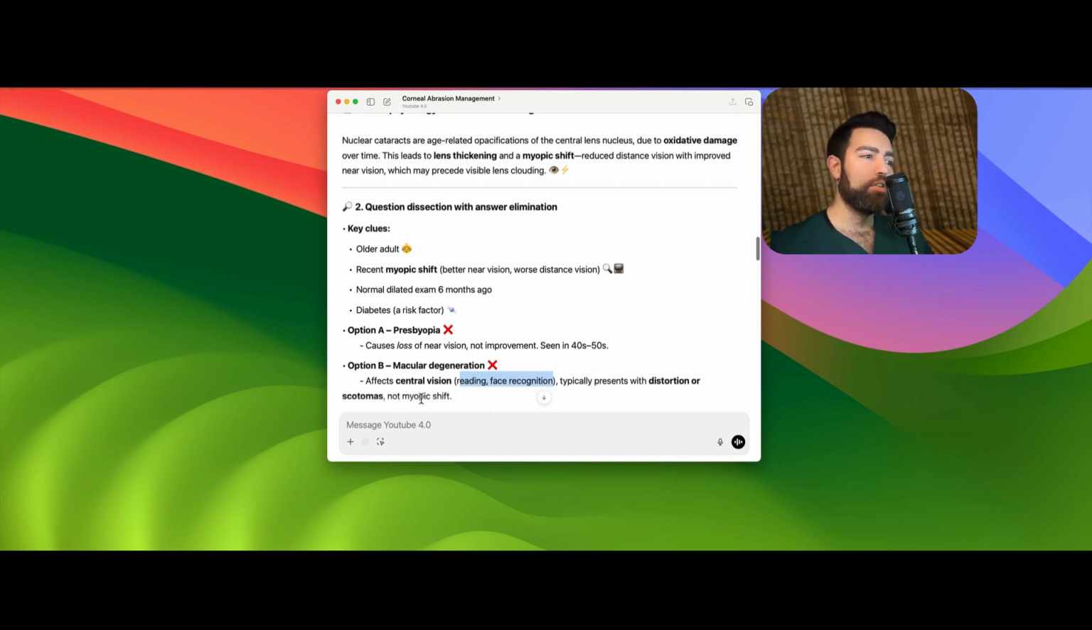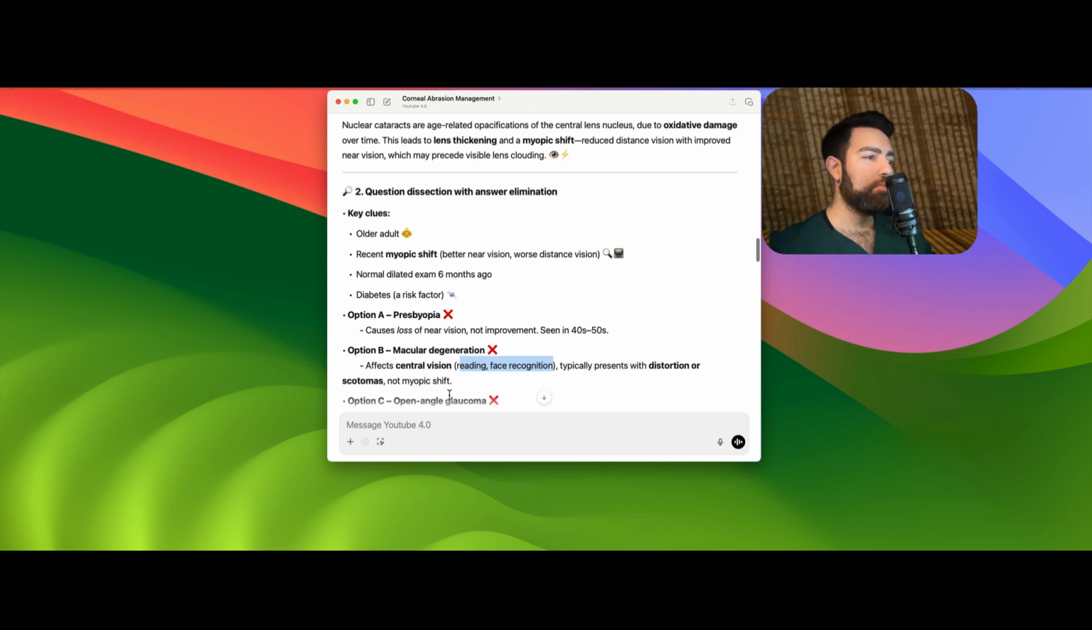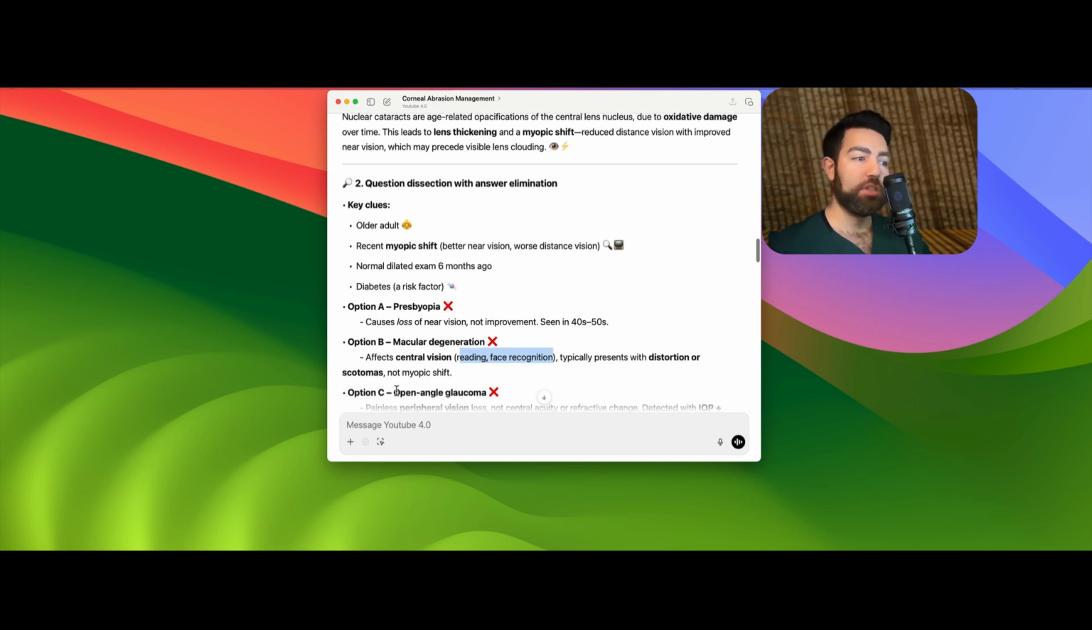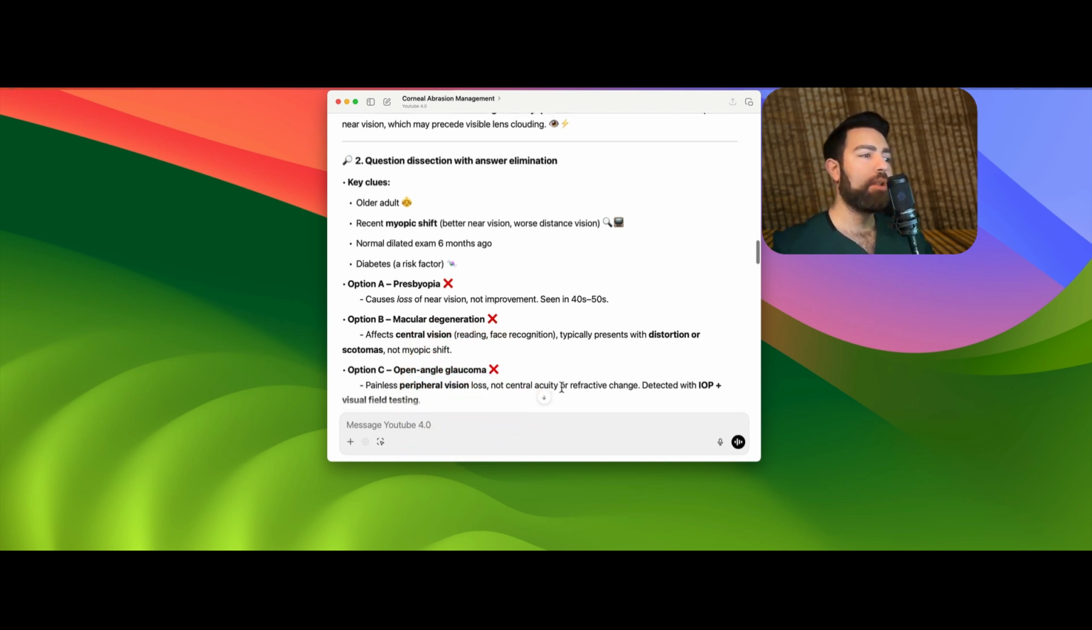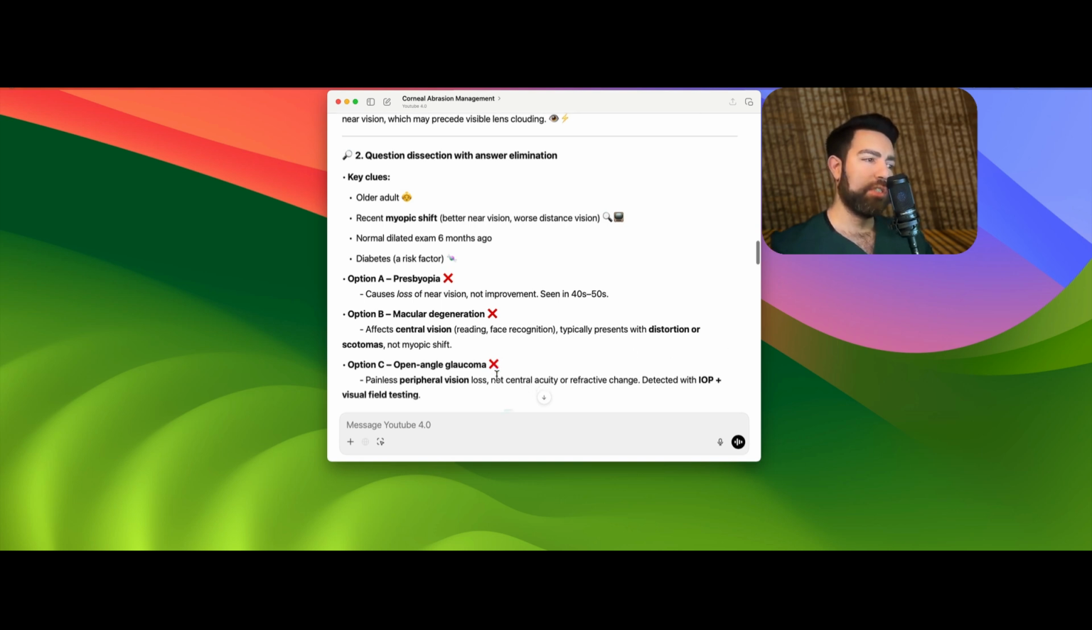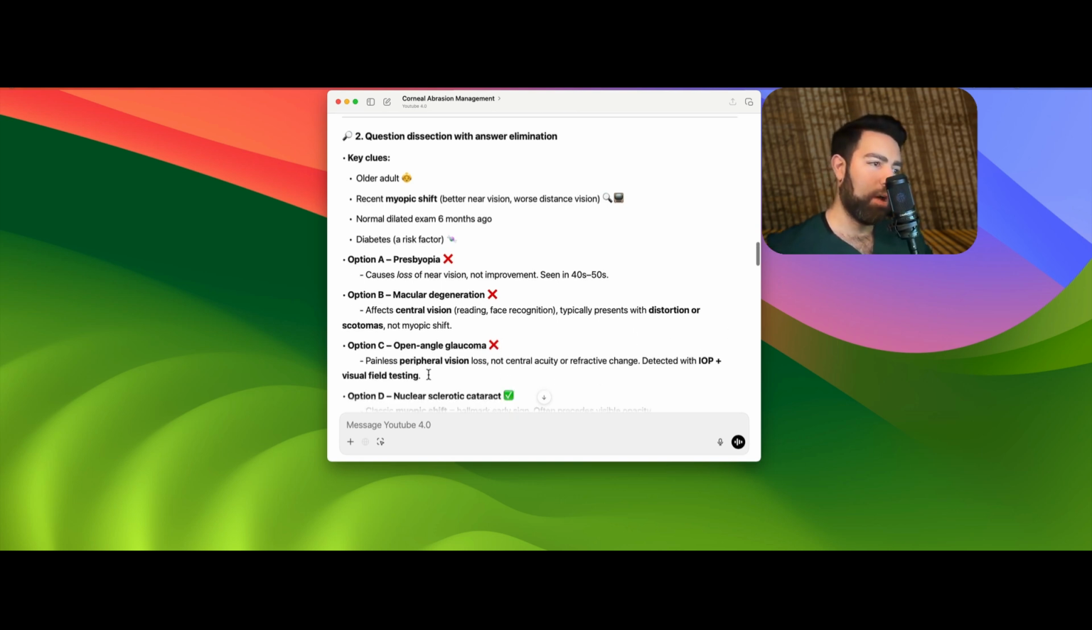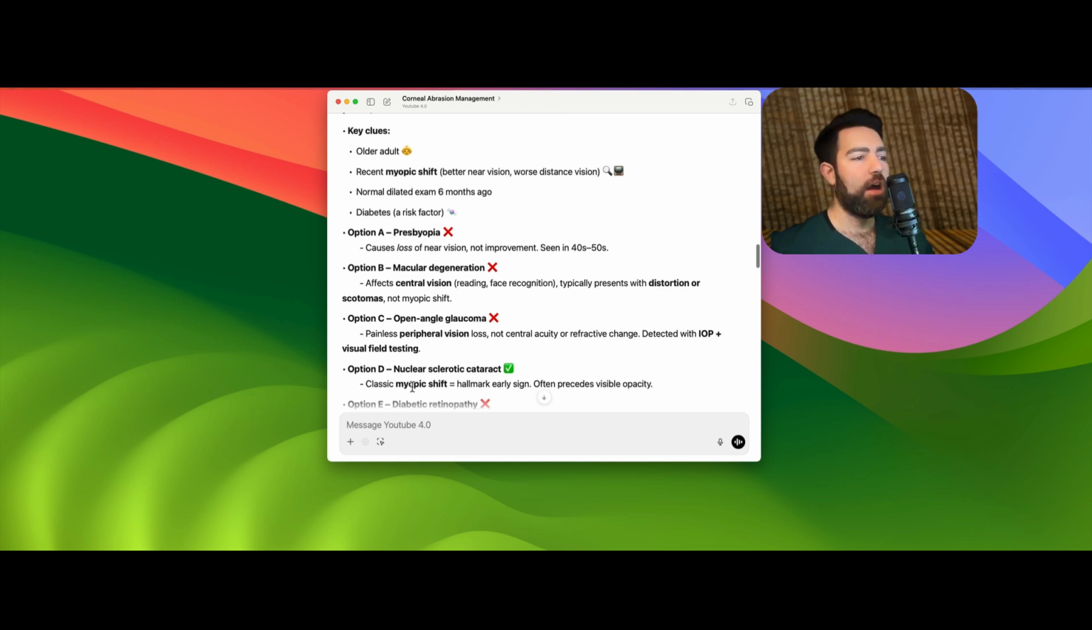Option C is open angle glaucoma. This would be a painless peripheral vision loss. Okay, just remember this: not a central acuity or refractive change. It's detected with IOP plus visual field testing. And option D was the correct option, which is the classic myopic shift hallmark, an early sign, often preceding the visible opacity.